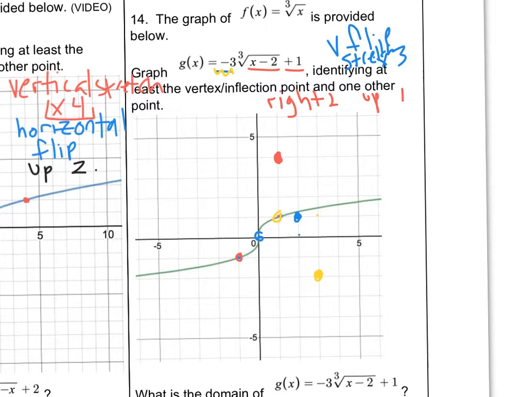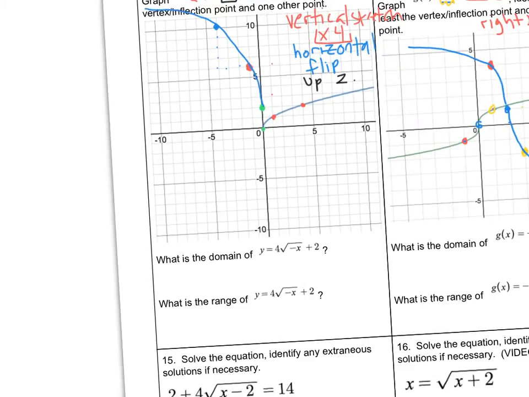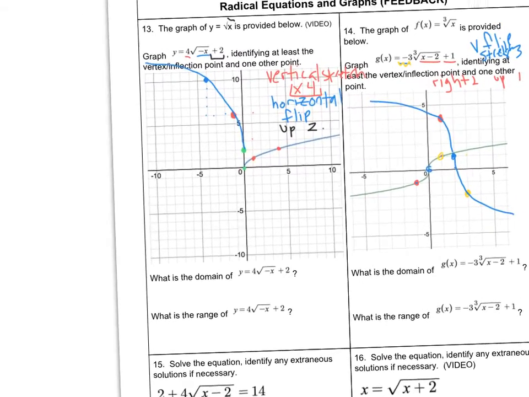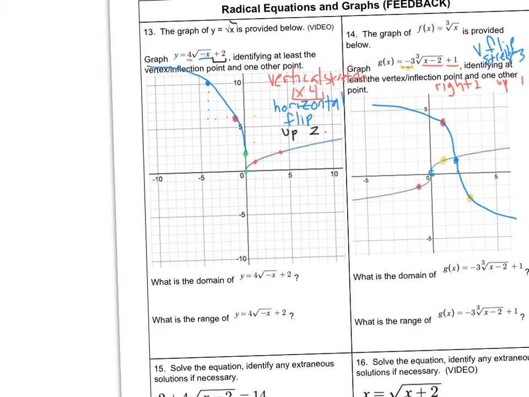So that my graph looks something like this. That's about as accurate as you need for any of these problems. The final part for 13 is finding the domain of this guy. I'm going to use the graph for that.